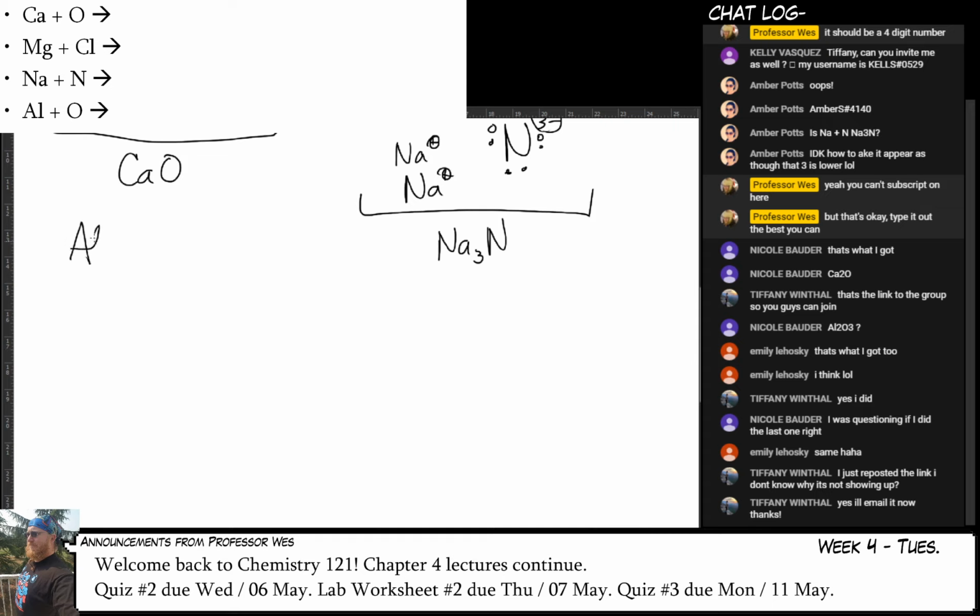Alright, last one, aluminum and oxygen. So aluminum's got 3 valence electrons, and oxygen has 6. So I can pass 2. That'll give that oxygen an octet. But I still have an extra electron, so I need to find another oxygen to pass more electrons to.